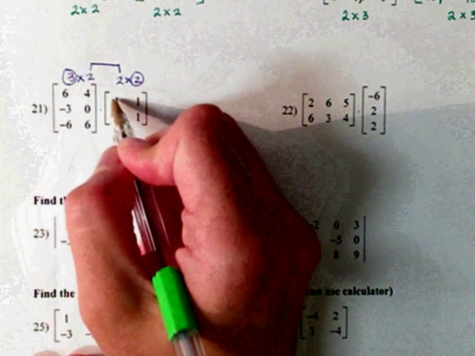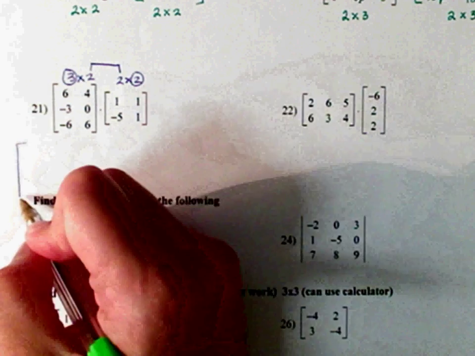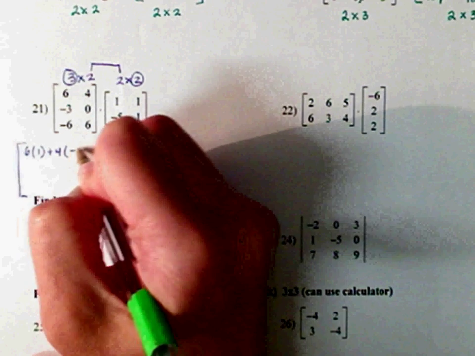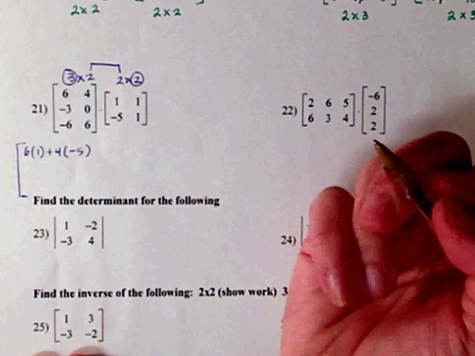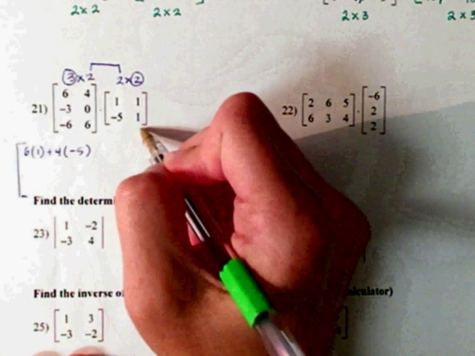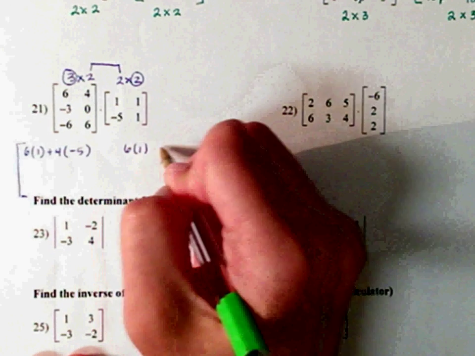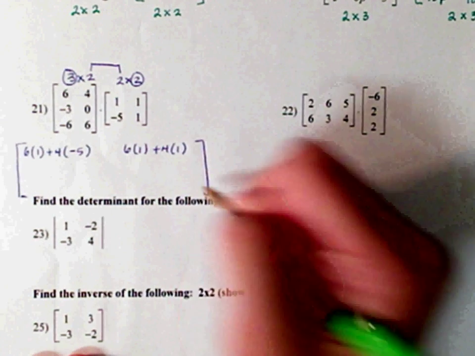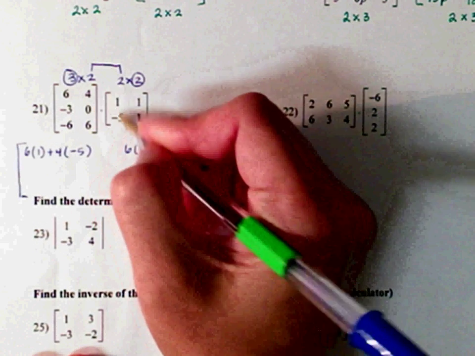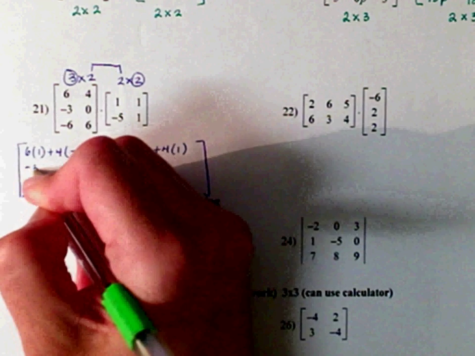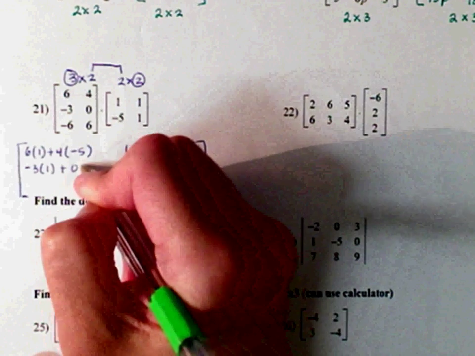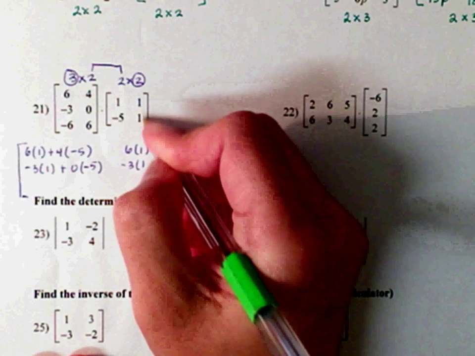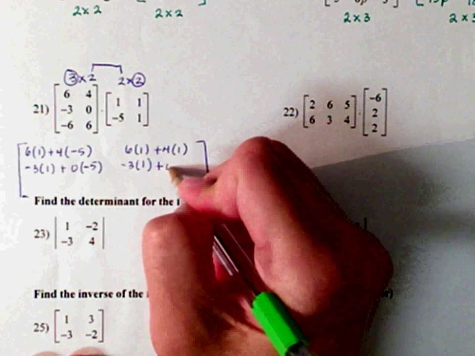First row, first column. Okay? So, 6 times 1 plus 4 times negative 5. See that? Okay. First row, second column. 6 times 1 plus 4 times 1. I'm just showing you the work. Okay. Next, second row, first column. Negative 3 times 1 plus 0 times negative 5. Negative 3 times second column, 1 plus 0 times 1. Okay.